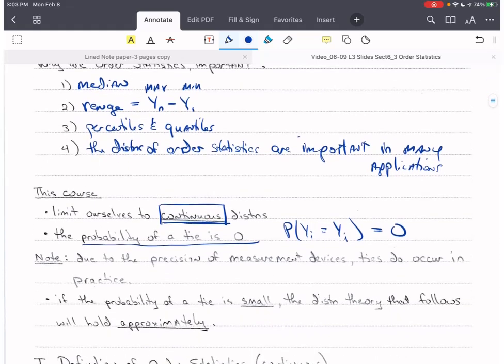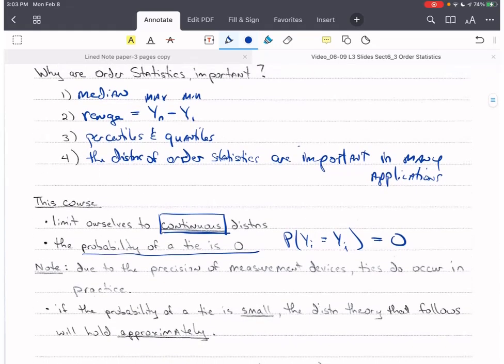Now, I want to point out, practically speaking, that because of the precision of our measurement devices, we do get ties in practice. And it's because of rounding. So it's a rounding error. With that, we end up with numbers we can't discern between, because after we round, they're the same number. So if the probability of a tie is small, whatever small means here, small enough, the distribution theory that follows will hold approximately, whatever approximately means.